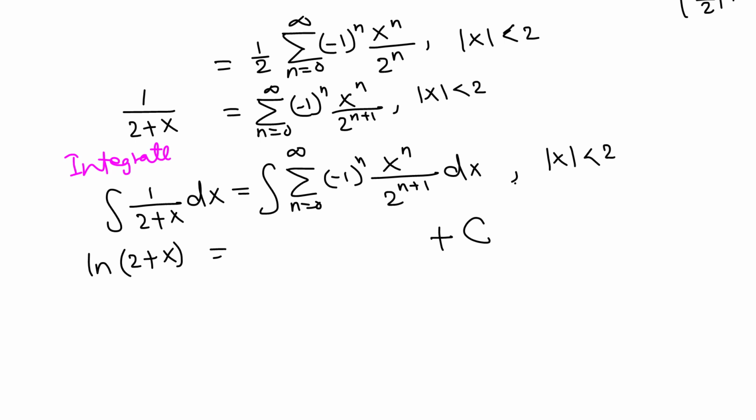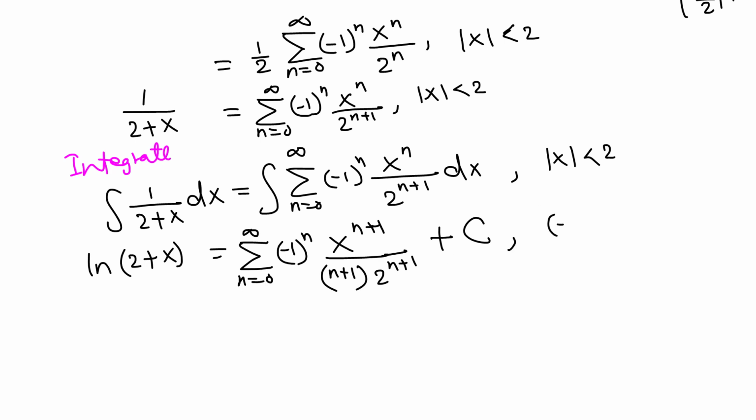And since this converges here, this integration can be pulled inside. So we have the sum from n equals 0 through infinity of negative 1 to the n. Here is x raised to n. The antiderivative of x raised to n is x to the n plus 1 divided by n plus 1. And we already have 2 raised to n plus 1 on the bottom, 2 raised to n plus 1, and plus c. And this is in fact for x in negative 2 to 2.